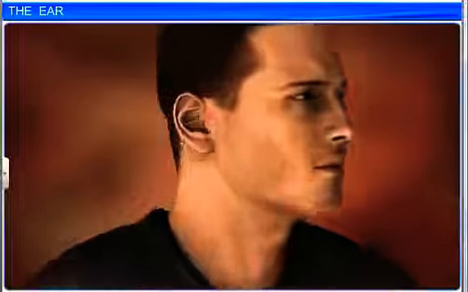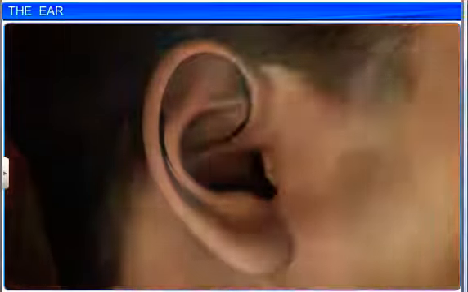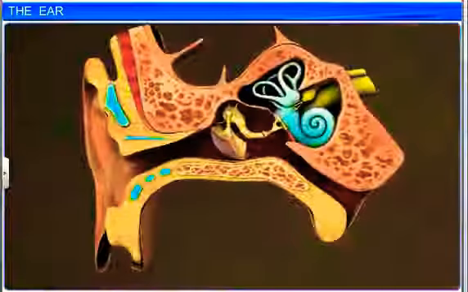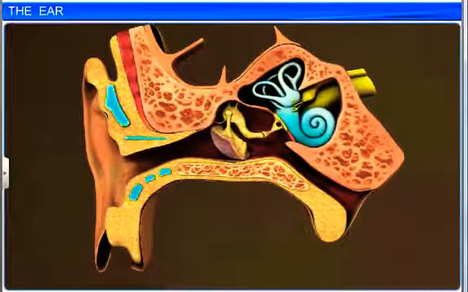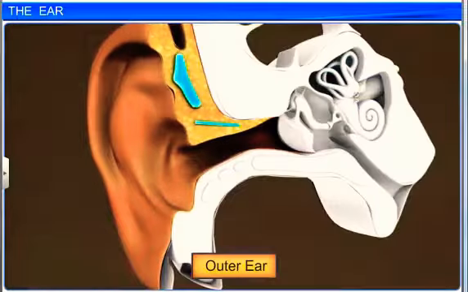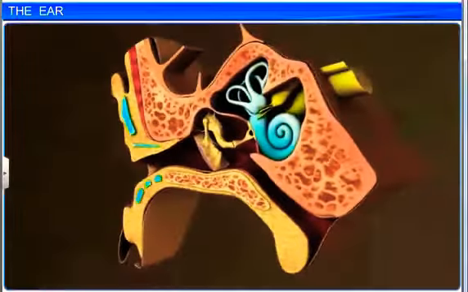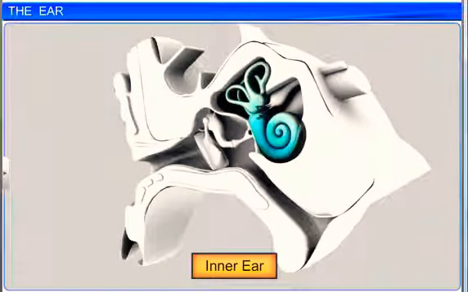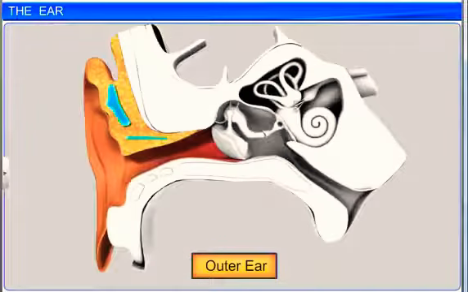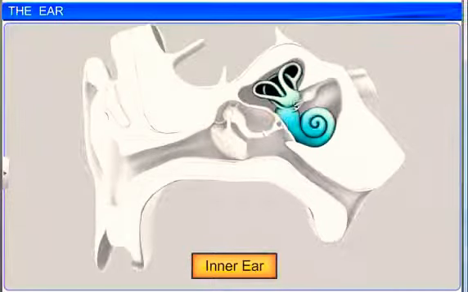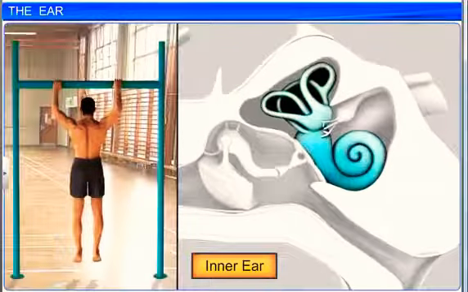The ear is an important organ that not only assists in hearing, but also helps the body maintain balance. It can be divided into three sections: the outer ear, the middle ear, and the inner ear. The outer and middle ear structures assist only in hearing, while the inner ear also helps to maintain the body's equilibrium.